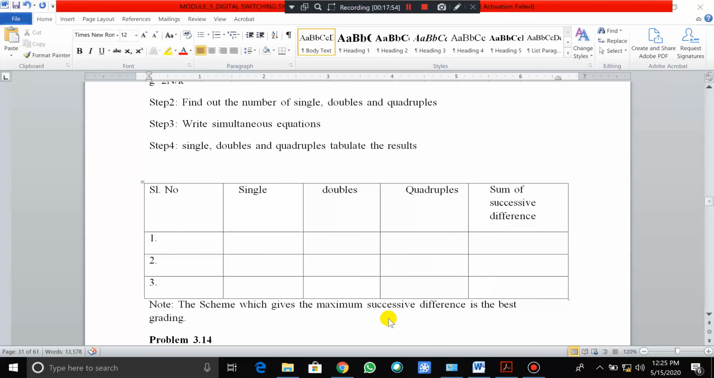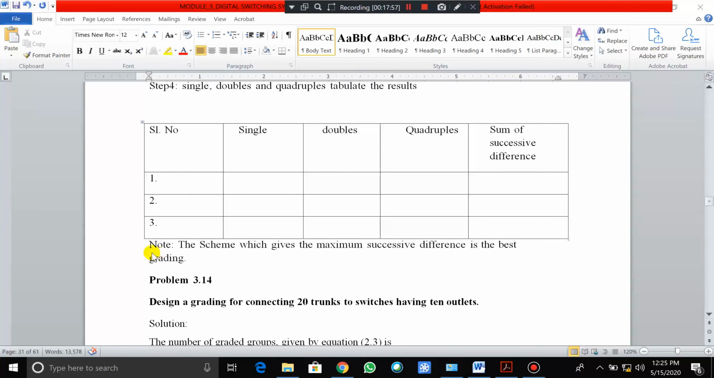The note here is that the scheme which gives the maximum successive differences is the best grading. Whichever the scheme, it may be single or double or quadruple, the one which gives the maximum successive differences is the best grading, that we have to find out.